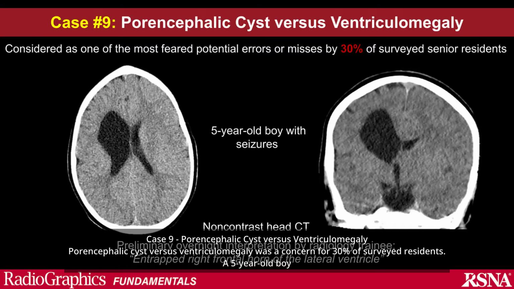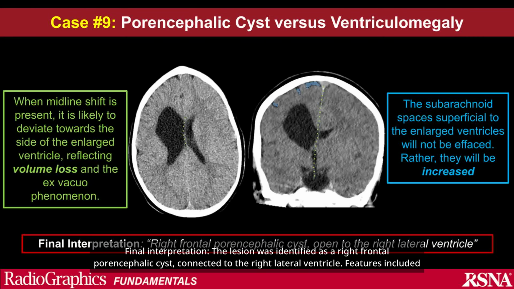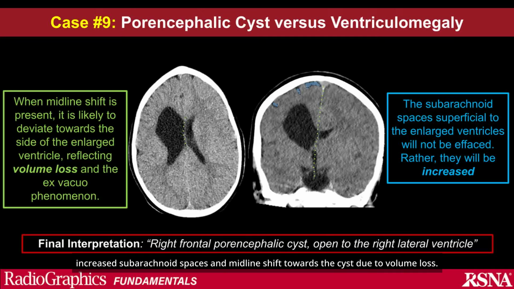Case 9, porencephalic cyst versus ventriculomegaly. Porencephalic cyst versus ventriculomegaly was a concern for 30% of surveyed residents. A 5-year-old boy presented with seizures, and non-contrast CT suggested entrapped right frontal horn of the lateral ventricle. Final interpretation. The lesion was identified as a right frontal porencephalic cyst connected to the right lateral ventricle. Features included increased subarachnoid spaces and midline shift towards the cyst due to volume loss.